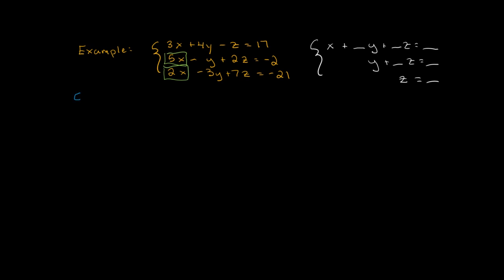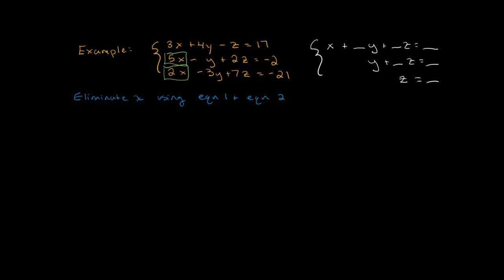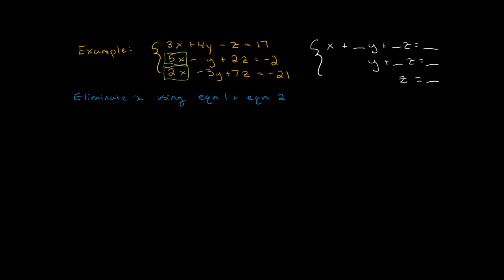So just write this down. Eliminate x using equation 1 and equation 2. So the easiest thing is to multiply the first equation by -5, the second equation by -3, so that we can do this elimination. So however you show your work here is fine.